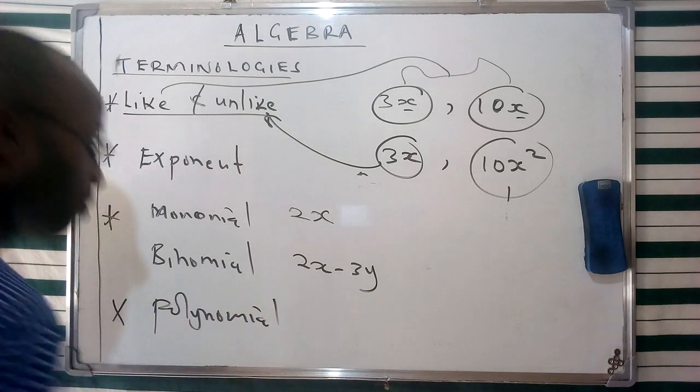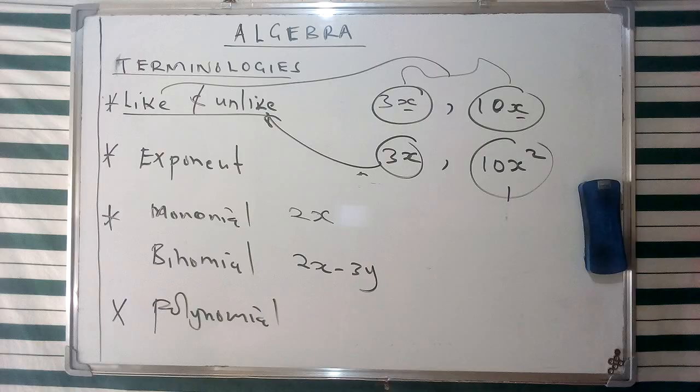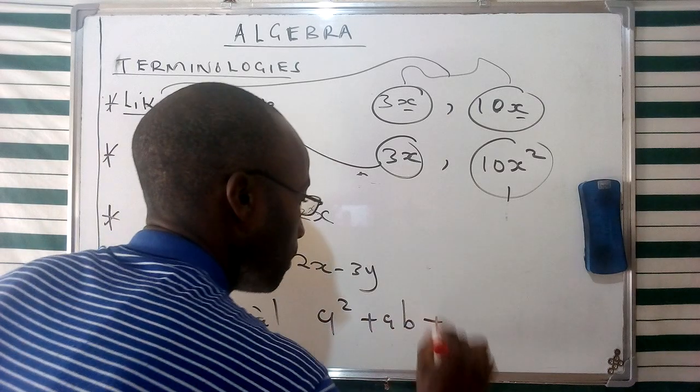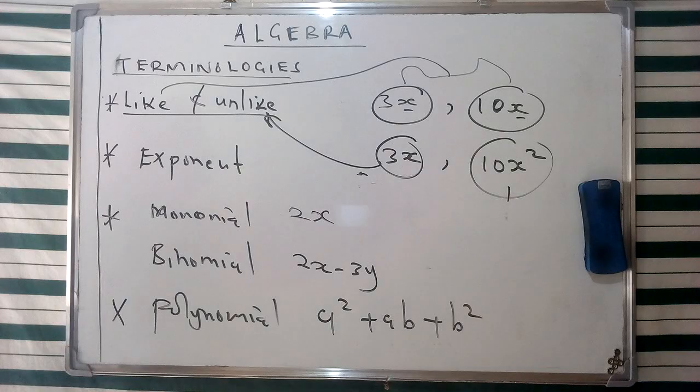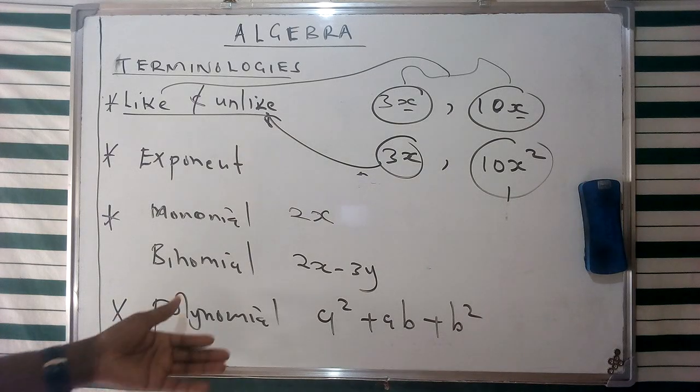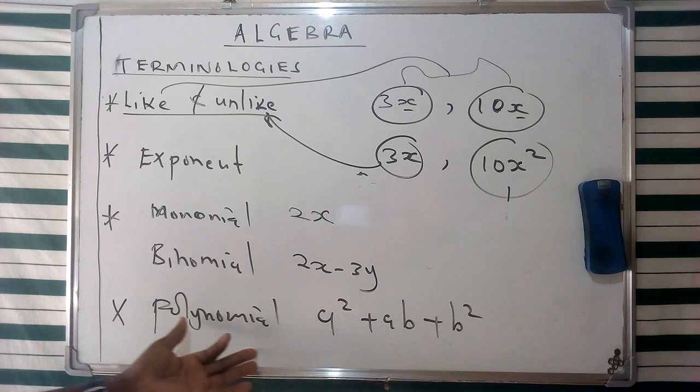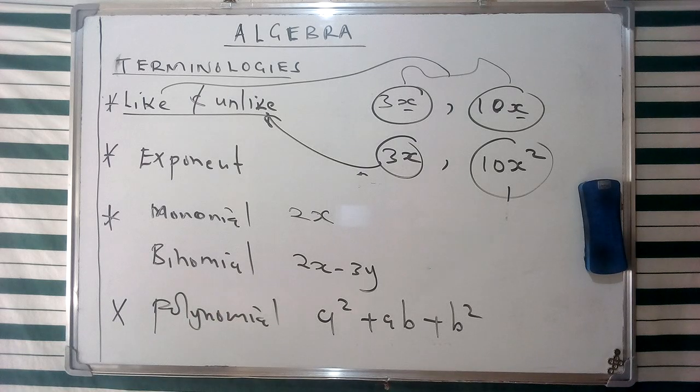Now, for a polynomial, we're going to see expressions which constitute some cases of a second degree expression. For instance, a squared plus ab plus b squared, which is going to be given as an example of a polynomial. So we're going to see that for polynomials, the exponents are expressed in positive integers, especially when we deal with the concept of polynomials and operations.